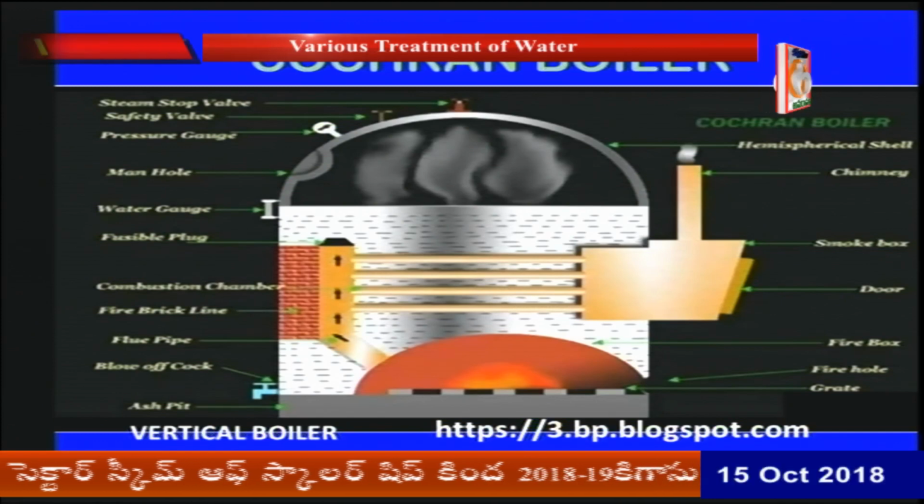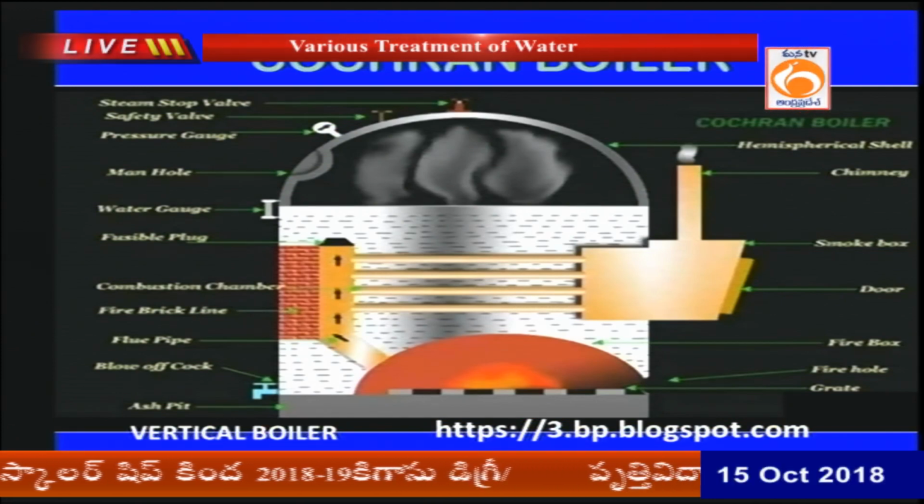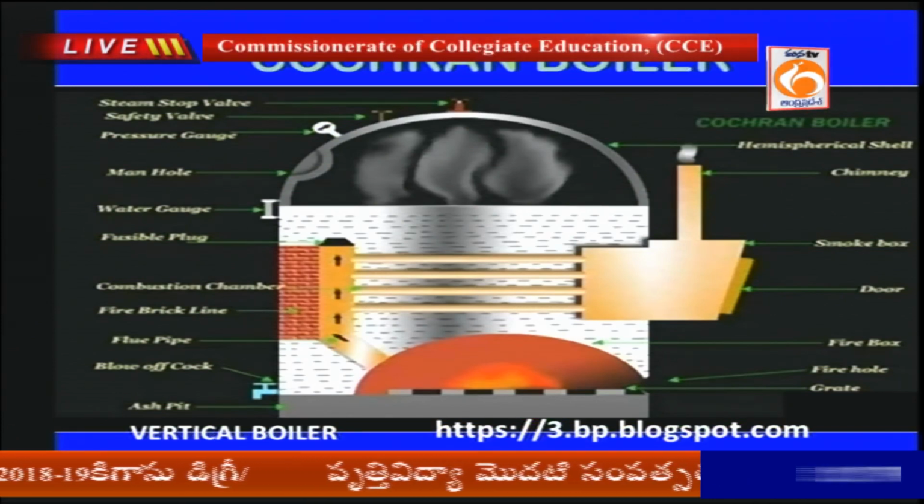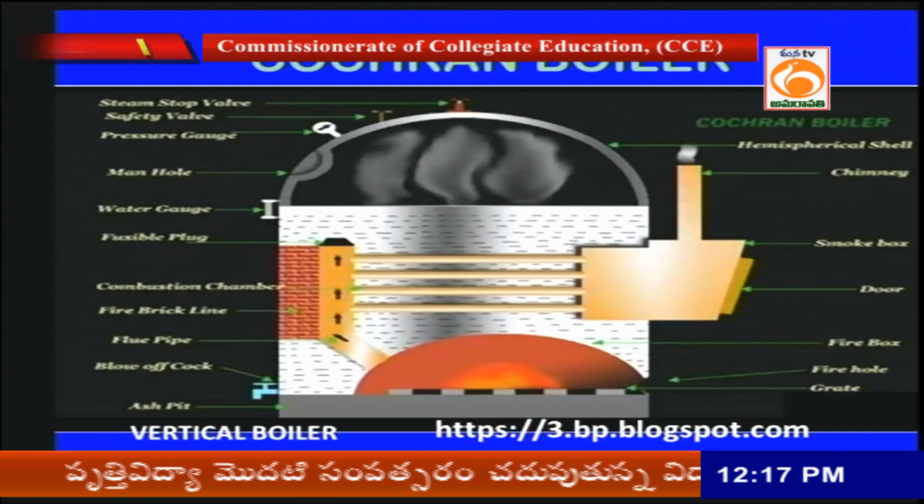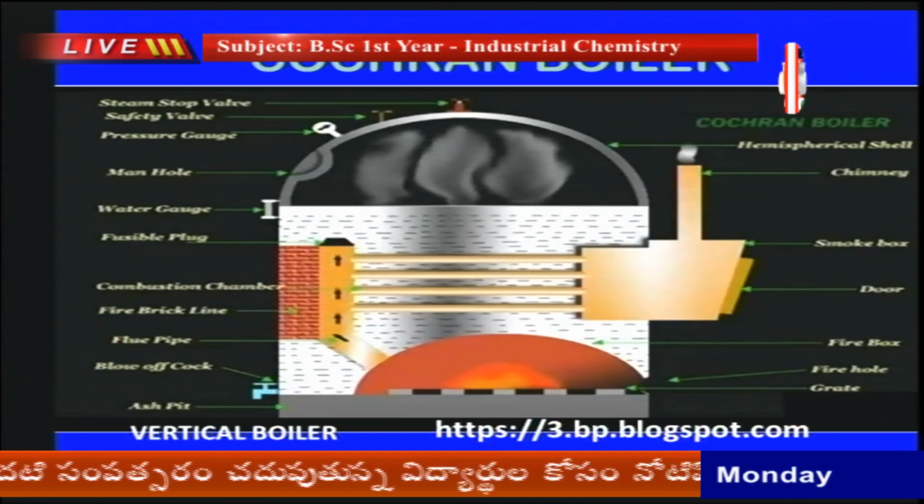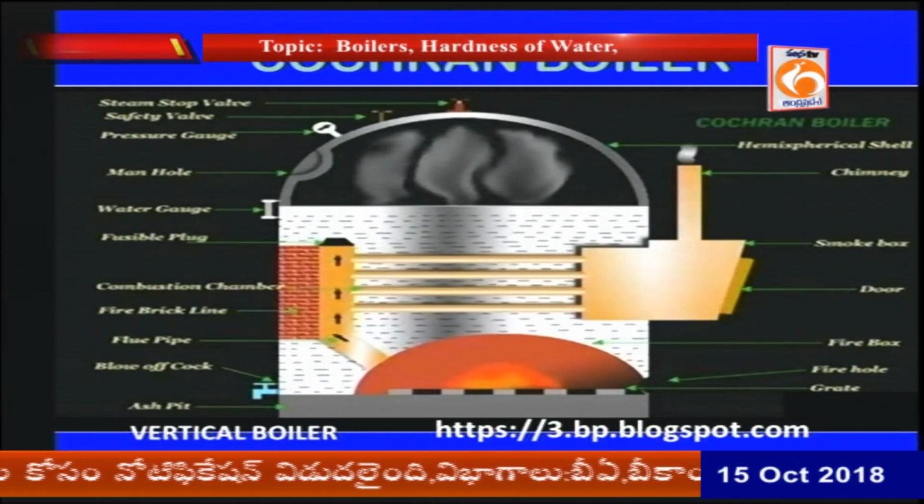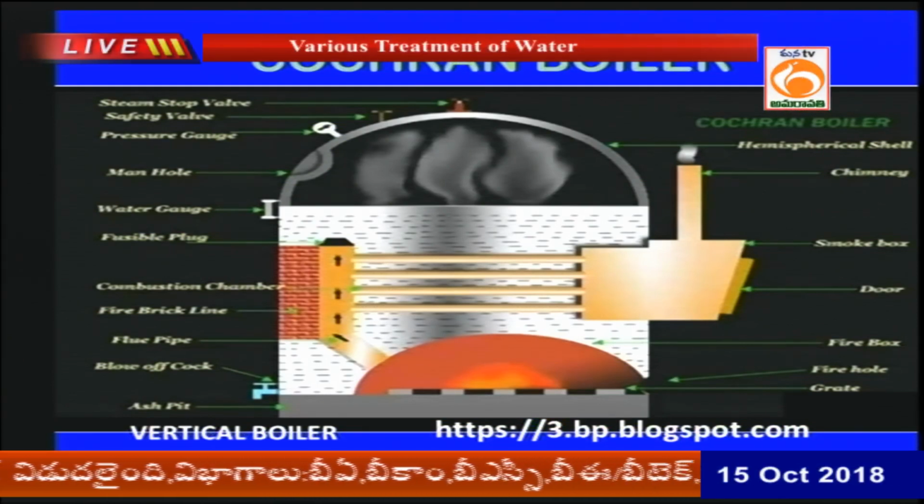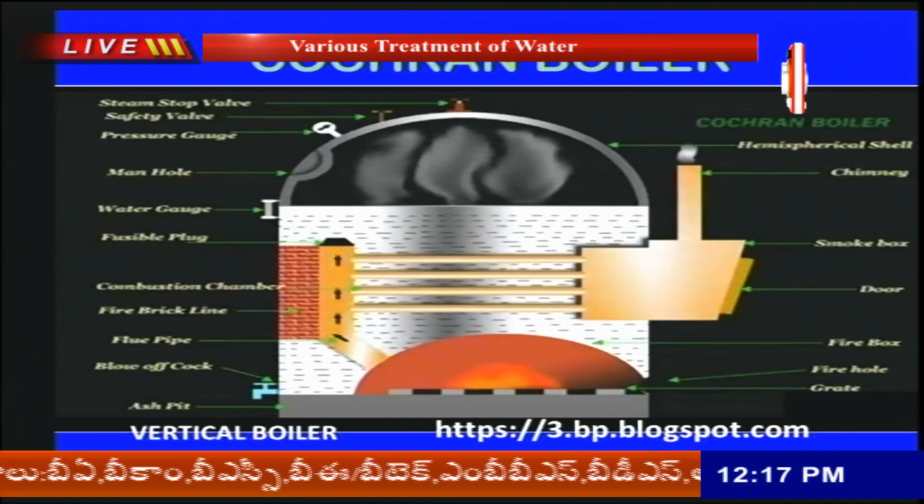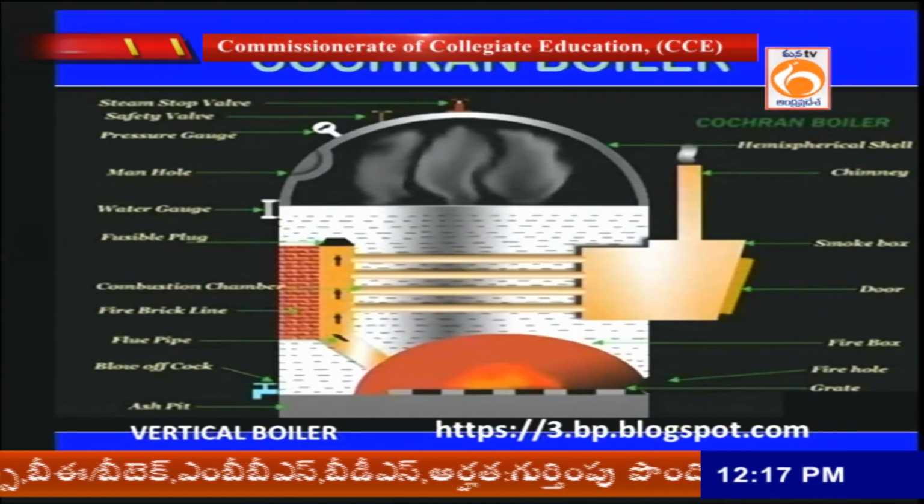So a water level indicator should be there, and a pressure gauge is also required, to show how much pressure there is. If steam is more, pressure is more. So to release that pressure, a safety valve is required. Like that, some accessories are also used in these boilers.